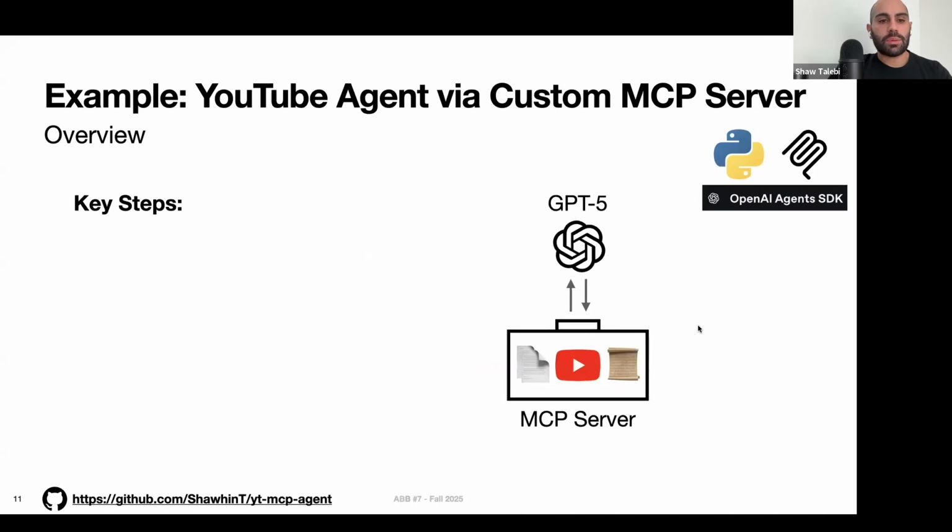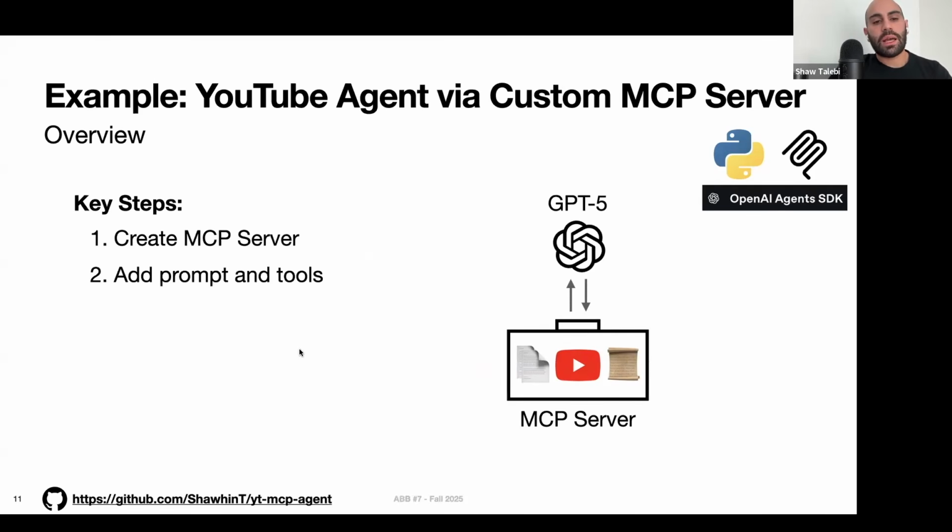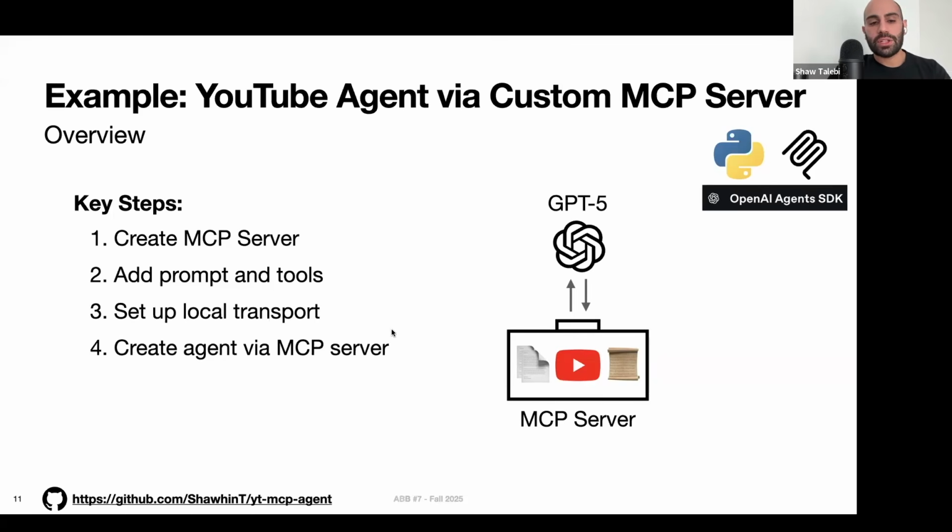The key steps that we're going to go through: first, we're going to create this MCP server, which is actually super simple, and we'll see how we can do that using the official MCP SDK. Next, we're going to add a prompt and some tools to our MCP server. We're going to set up local transport, so this is all just going to run on my laptop, with no need to set up a remote server or anything like that. Next, we're going to create an agent using the MCP server. Basically, all we're going to do is give GPT-5 access to this server that we just created.